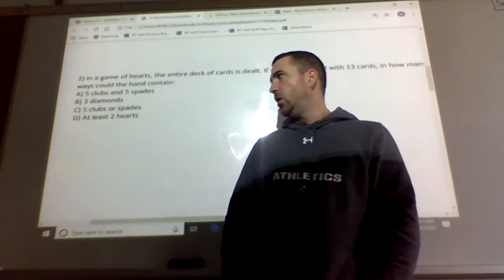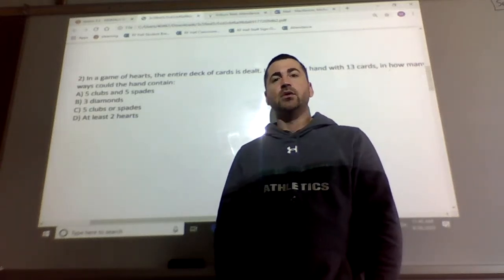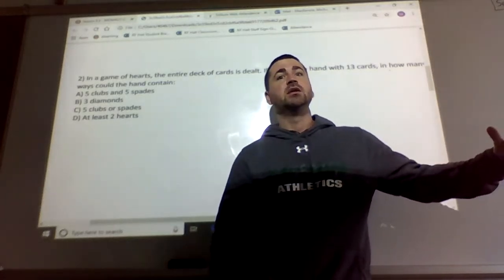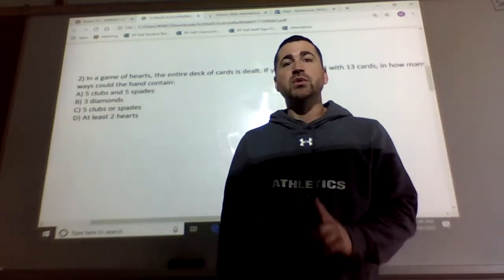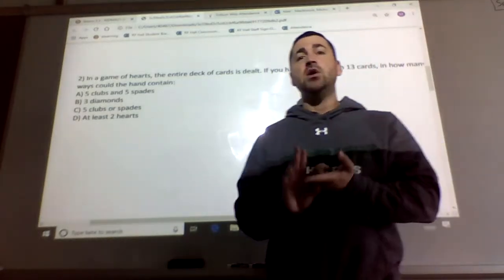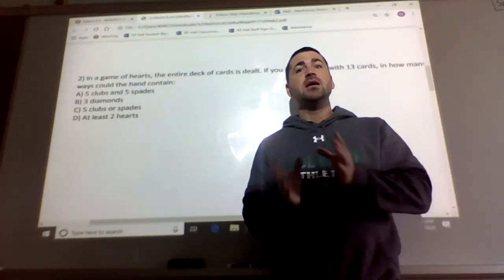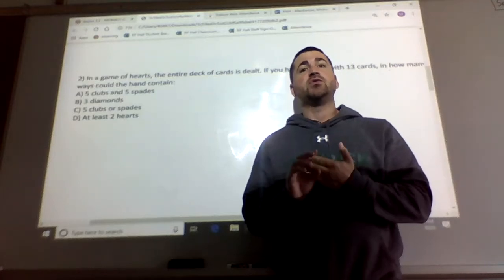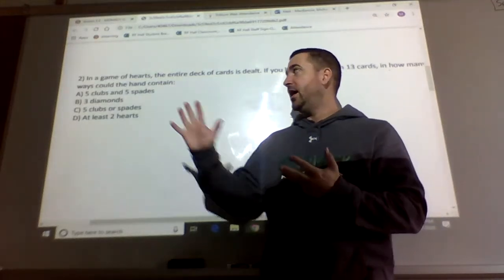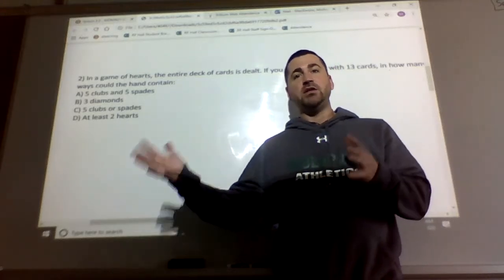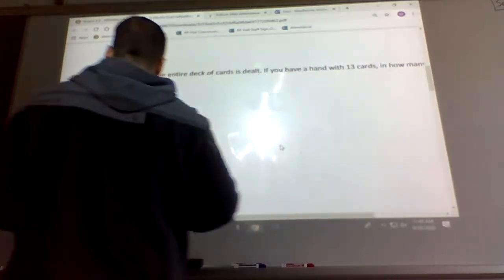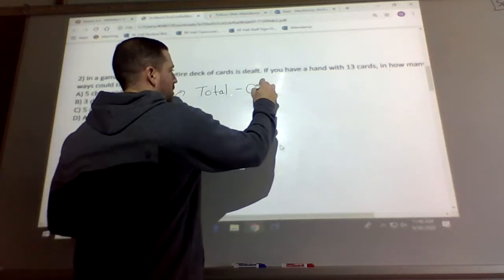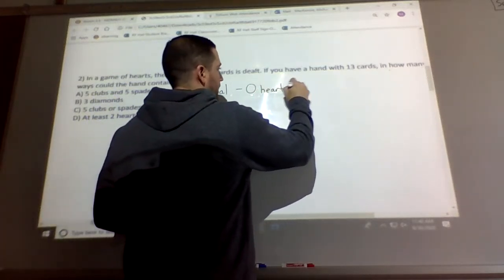So there's a long way to answer this and a shorter way. The long way is to actually calculate 2 hearts, 3 hearts, 4 hearts, 5 hearts, 6 hearts, all the way to 13. That would take a lot of work. So what we're going to do instead is calculate the total number of options we have for our hand, and then subtract 0 hearts and 1 heart. Because if I subtract 0 and 1 from the total, then I can find what the remaining amount would be, 2 to 13. So for D, we're going to do the total, subtract 0 hearts, subtract 1 heart.